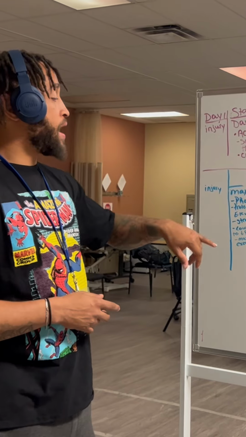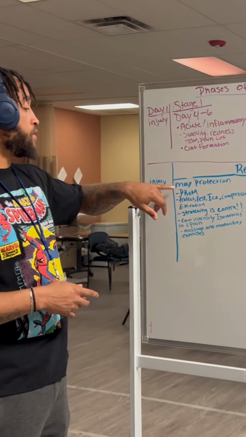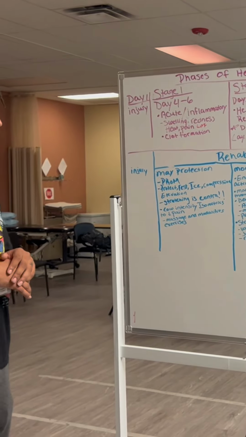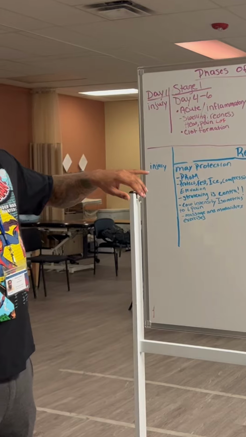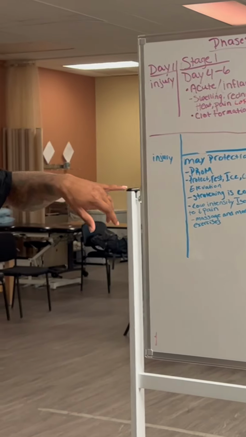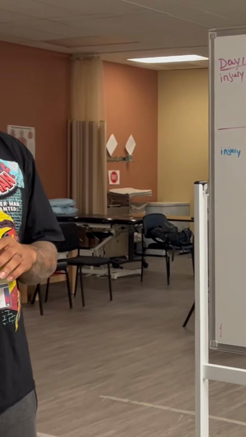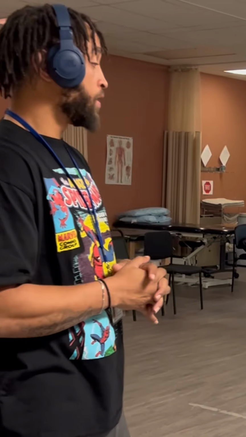So now we're going to get to rehab. Great. And the first stage is going to be max protection. During this max protection stage, you're going to be able to do passive range of motion. You want to make sure that they're able to keep the range of motion that they have at the moment.